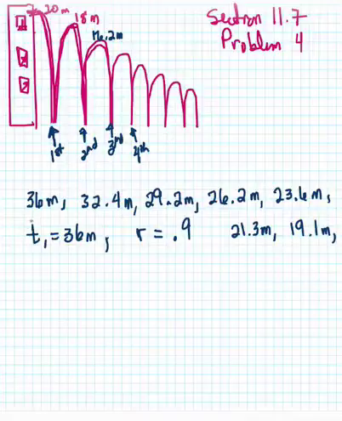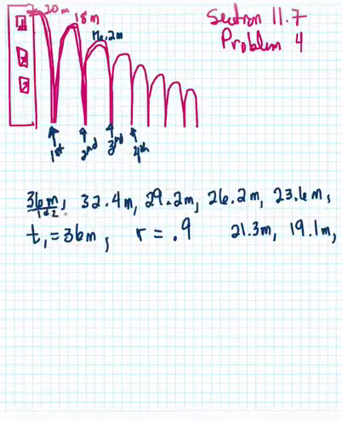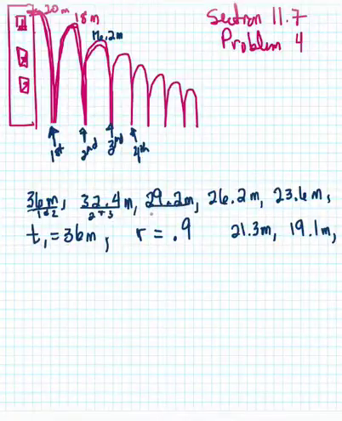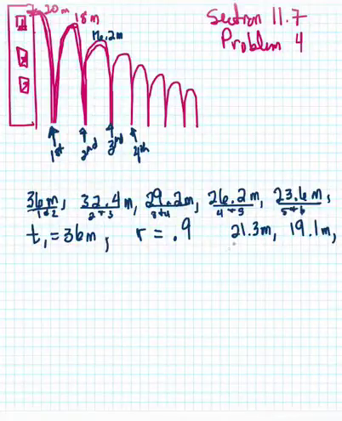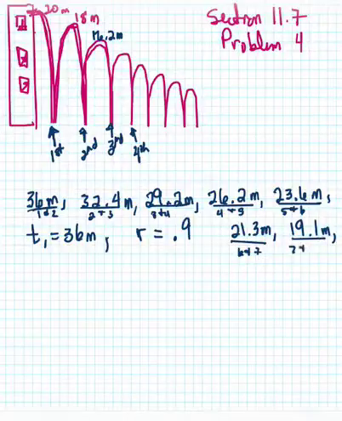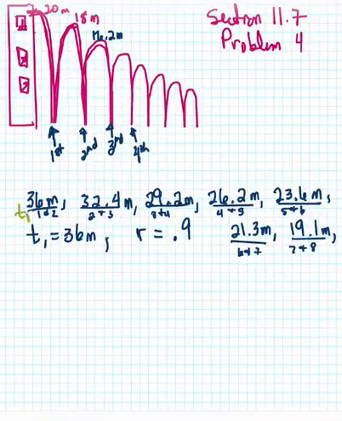All right, so now look. The 36 meters is between the first and the second bounce, just to keep that straight. This is between the second and third bounce. This is between the third and fourth. This is between the fourth and fifth bounce. This one is between the fifth and sixth bounce. This is between the sixth and seventh bounce, and this one's between the seventh and eighth bounce. So in terms of sequences or terms, this is t sub 1 right here.